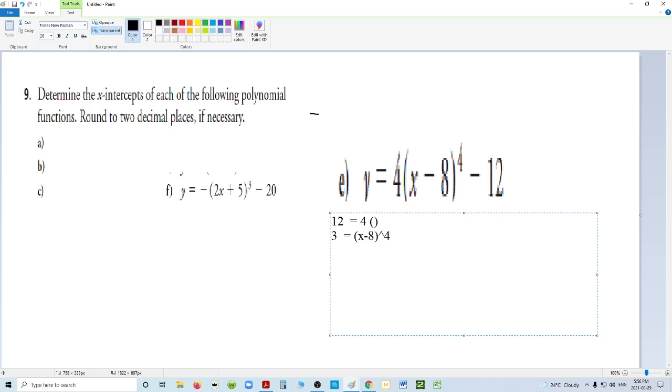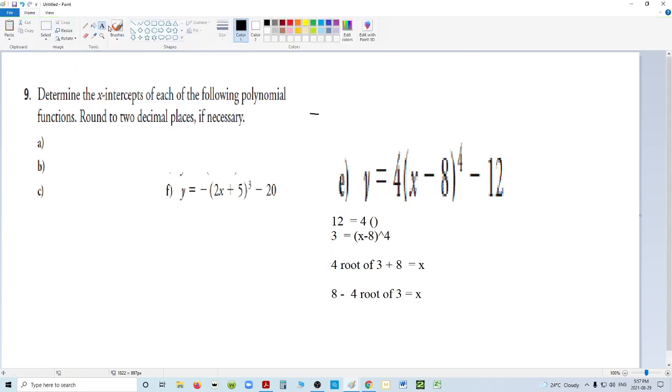And what do I do here? I take a 4th root of both sides. So the 4th root of 3 is equal to x minus 8, and the negative 4th root of 3 is equal to x minus 8. When I add 8 to both sides, I get the 4th root of 3 plus 8 is equal to x, and that's keeping it very accurate. And then this one becomes 8 minus the 4th root of 3.